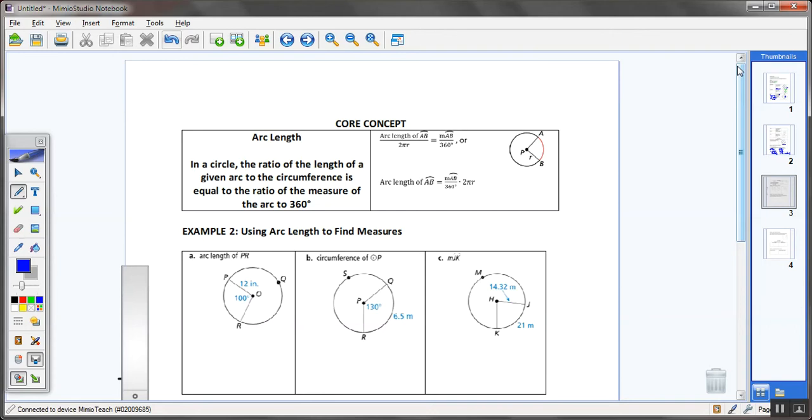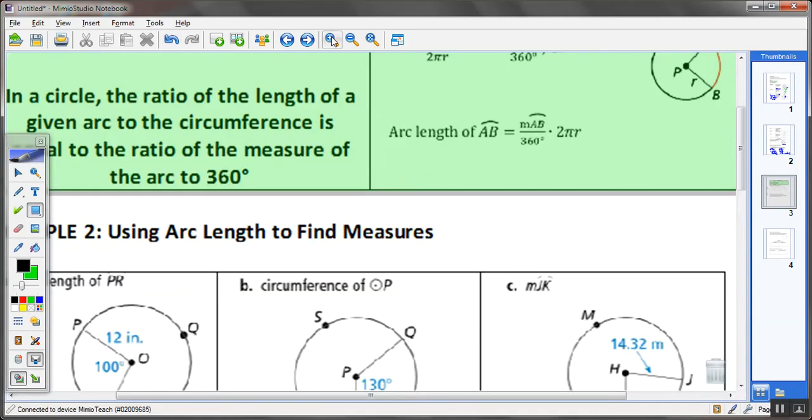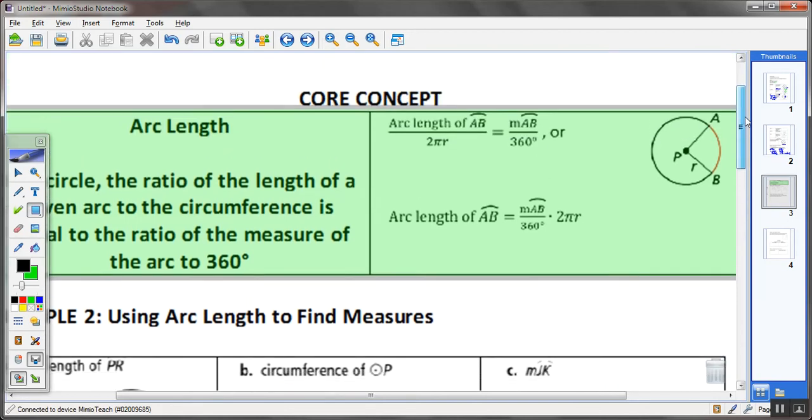So here's a biggie. This core concept is pretty important, kids. I think you should highlight this, star it, do what you need to do, but this is pretty important today. First of all, the core concept here is going to be about arc length, all right?